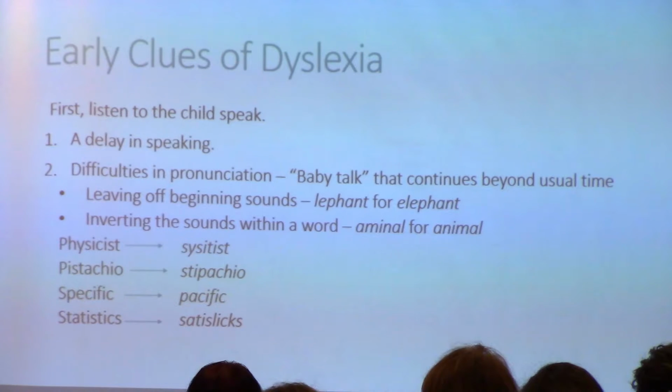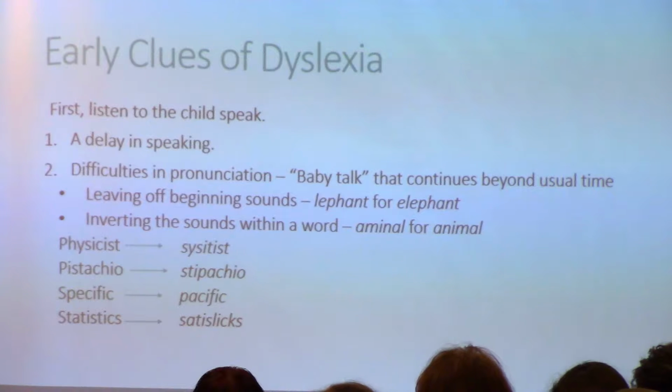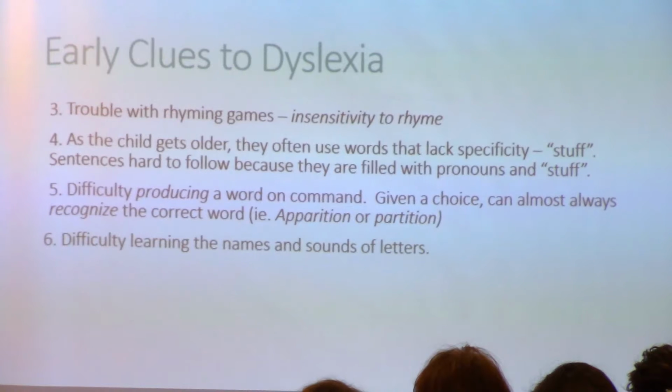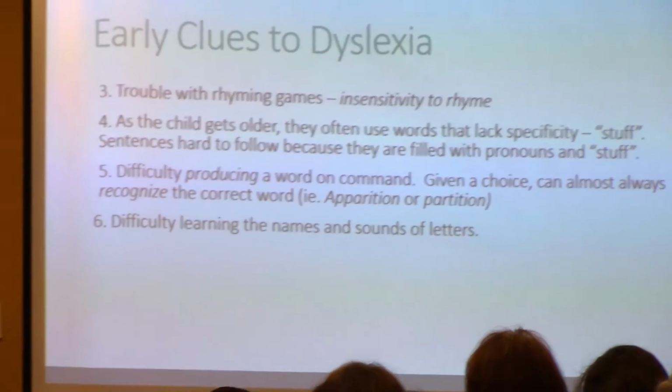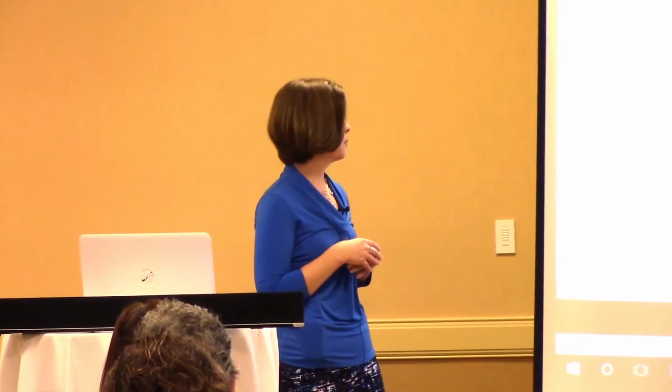But these are examples of, okay, so when they're speaking to me, I'm hearing that they're manipulating words, or they're glossing over sounds. They can't hear the little individual sounds in words. Trouble with rhyming games and insensitivity to rhyme seems to be a problem. So as the child gets older, they often use words that lack specificity, like stuff. Have you ever had a child that uses stuff all the time? One of my boys, I have 3 boys, and one of my boys uses stuff in every story he tells me. You're like, yeah, tell me more. Yeah, what word besides stuff? But that should be something to pay attention to if they are having difficulty accessing words.